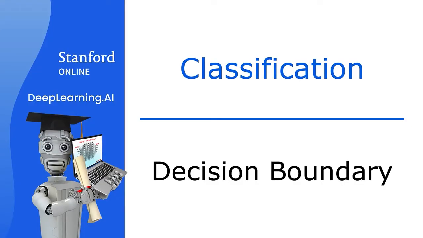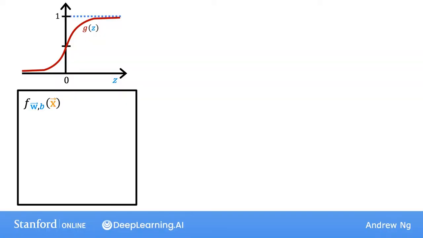In the last video, you learned about the logistic regression model. Now, let's take a look at the decision boundary to get a better sense of how logistic regression is computing its predictions. To recap, here's how the logistic regression model's outputs are computed in two steps.